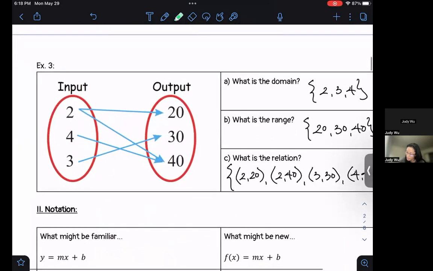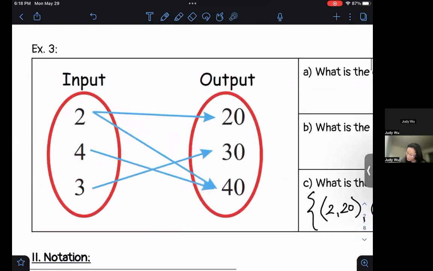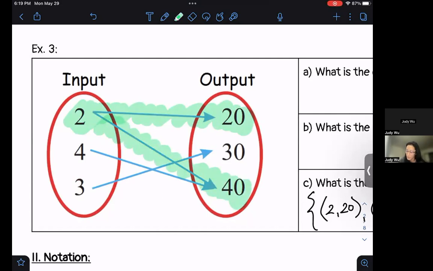Well, let's take a look at example 3 then. What do we think about example 3? Let's see. 3 goes to 30, that's fine. 4 goes to 40. But 2 is a little bit of a problem child right now. 2 goes to 20, but it also goes to 40. The input 2 gets two possible outputs, so this is not a function.